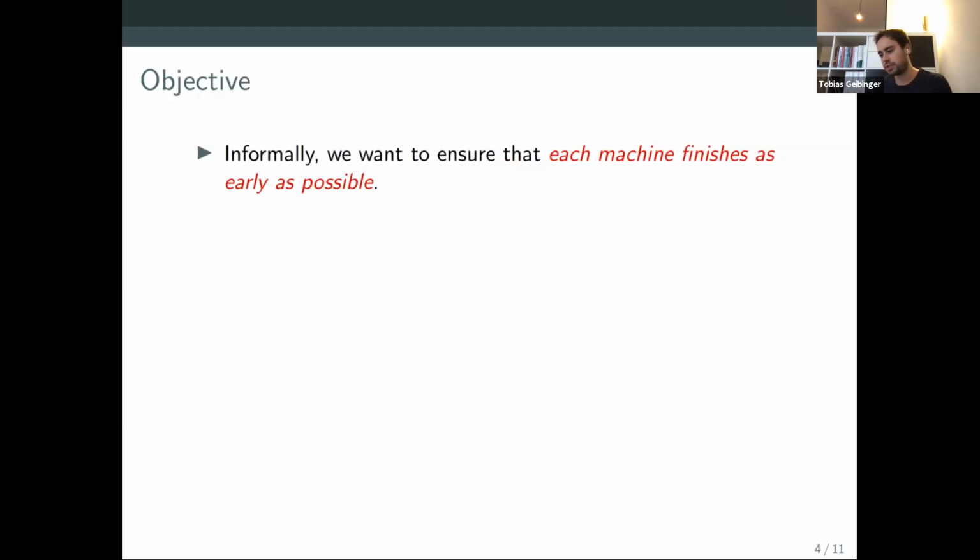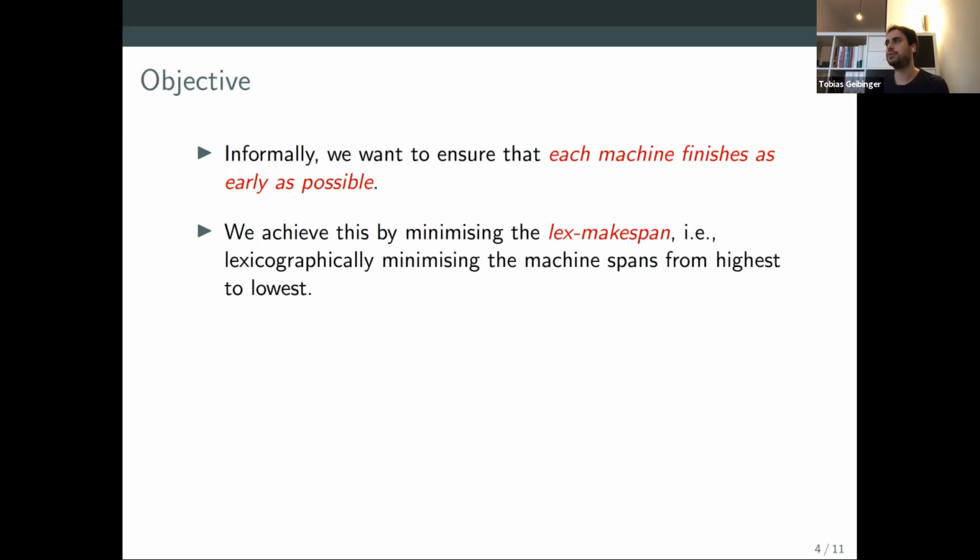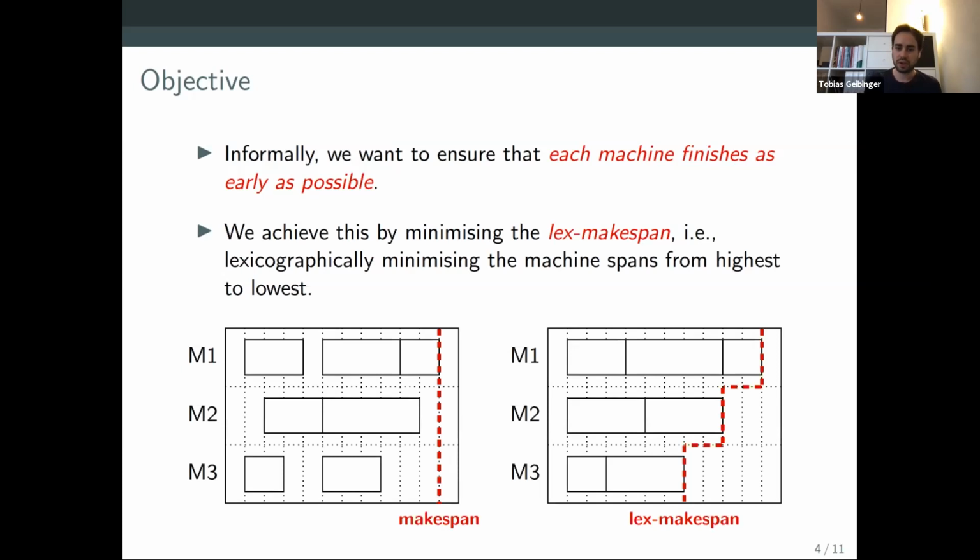Now, as I already mentioned, what we want is to lexicographically minimize the machine span. Informally, what this does is that we ensure that each machine finishes as early as possible. And this objective we also call the Lex Makespan, for lexicographical makespan. So how does this look? Here you can see 2 schedules. On the left, we have indicated the makespan, and on the right, we have indicated the Lex Makespan. The makespan is actually equal for both schedules, but the one on the right has lower Lex Makespan, as you can see, because machines 2 and 3 finish earlier.